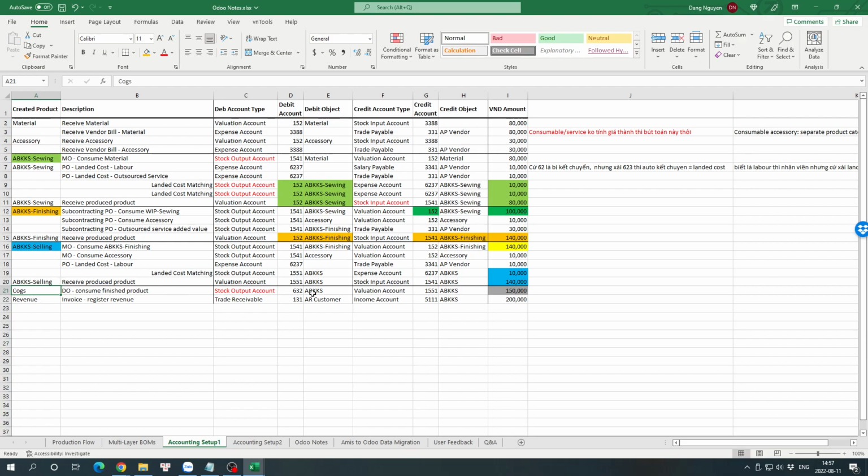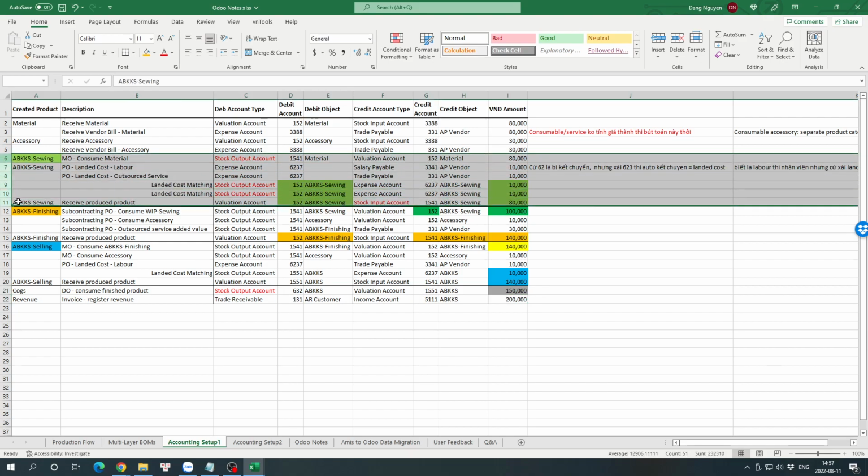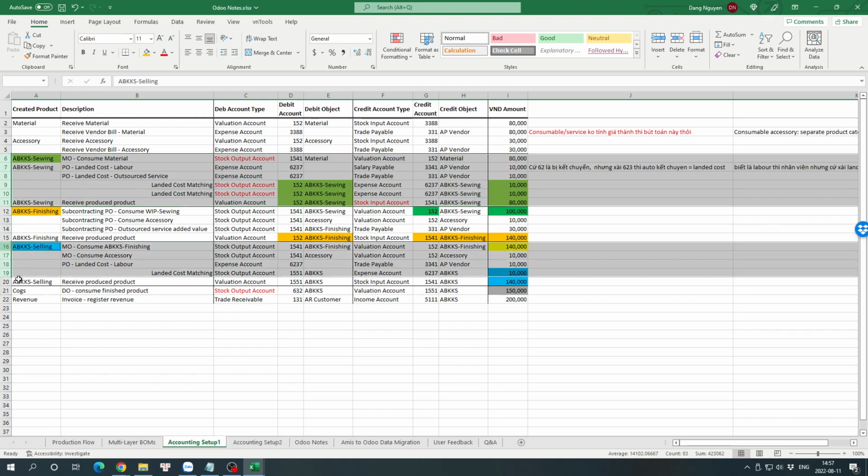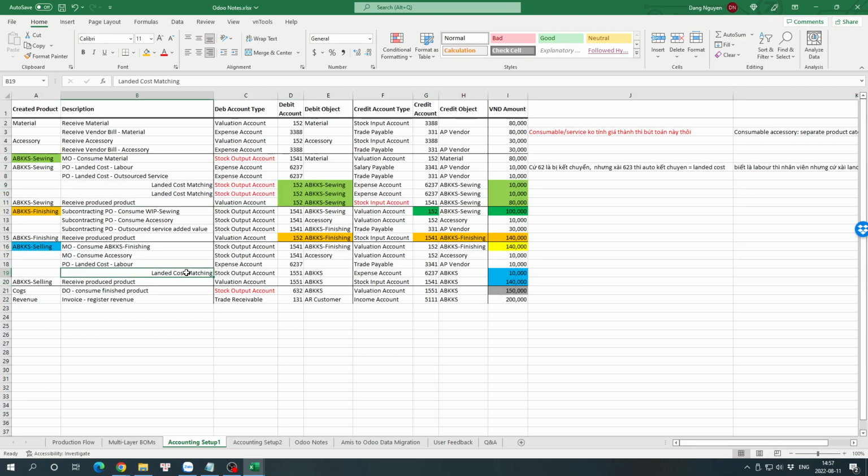Cost of goods sold is going to be 632. And let's say you sell it for 200,000. There you go. And as you can see, this one and this one are more similar because they have landed cost matching. All right. Well, here it goes more automatic. You don't have to do the matching step.